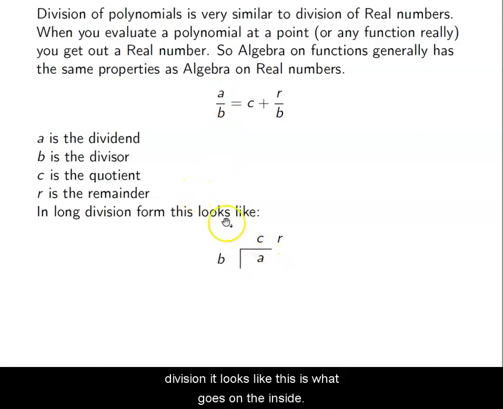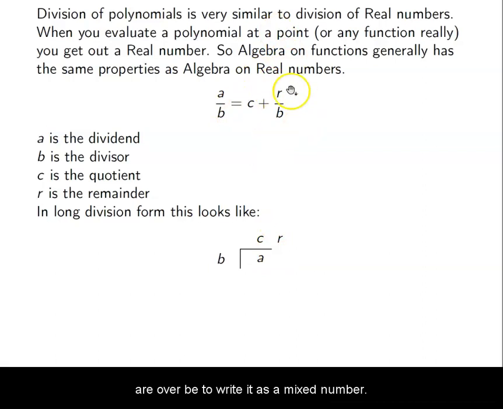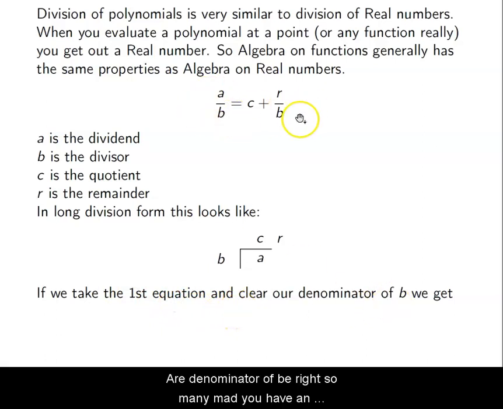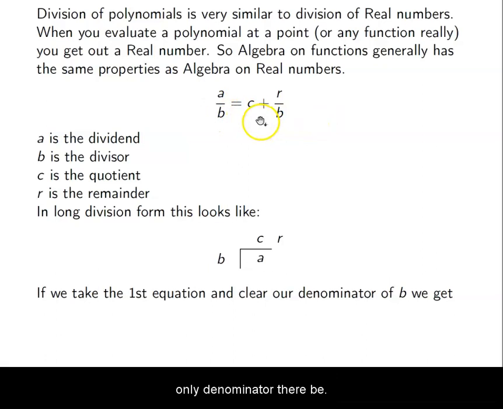A is what goes on the inside. B is what goes on the outside. When you divide, you come out with C whole numbers and a remainder of R. If you need to turn this back into this form, you write R over B to write it as a mixed number. Okay, so if we take the first equation and clear out our denominator of B, meaning that we have an equal sign and two fractions, the common denominator is B, and we multiply each term by B. This goes to A, this goes to R, and this turns to BC.